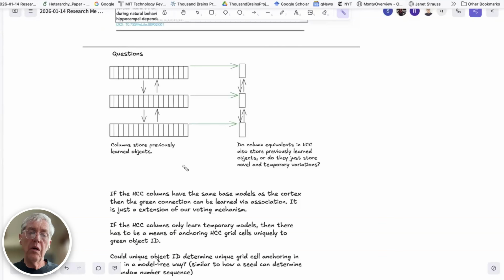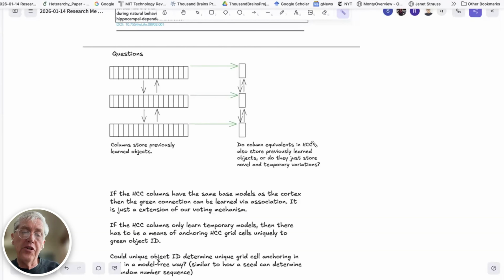Okay, so now we're getting into questions. This is exactly the question we were just talking about. Here I say, columns store previously learned objects, and do the column equivalents, these little boxes in the hippocampal complex, also store previously learned objects, or do they just store novel and temporary variations? That was the exact question we were just talking about. Is this really just a scratch pad where you forget things, or is this a place that's fast learning and you can remember things here too?